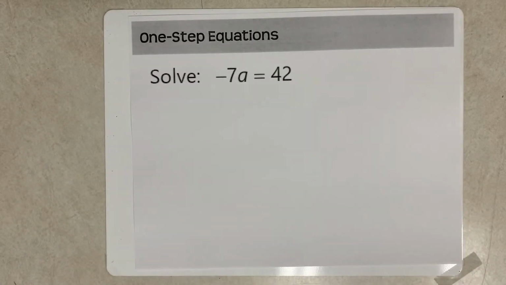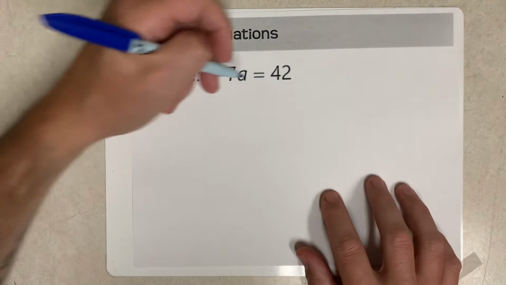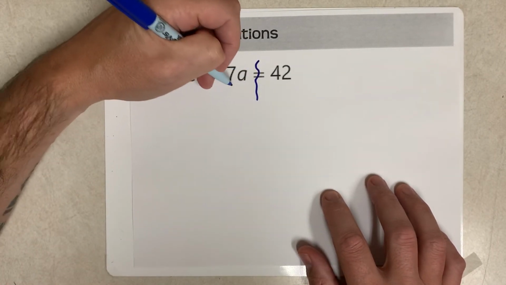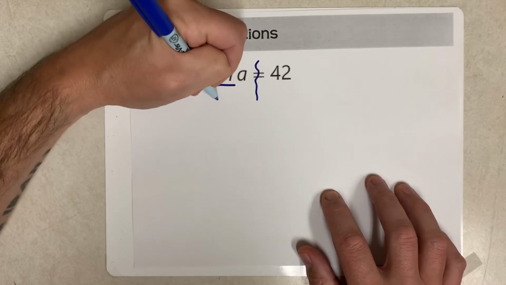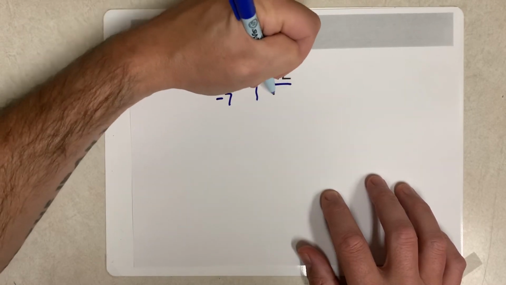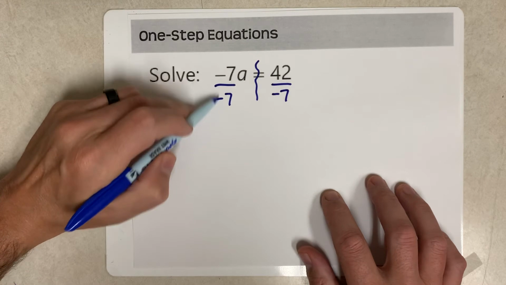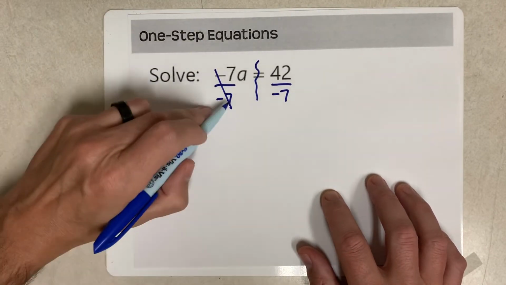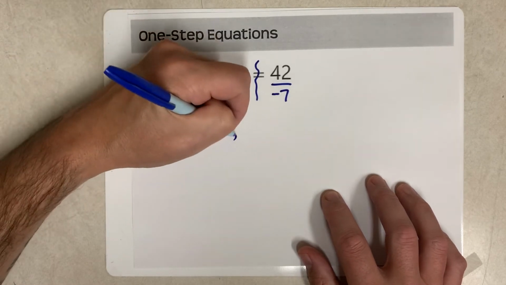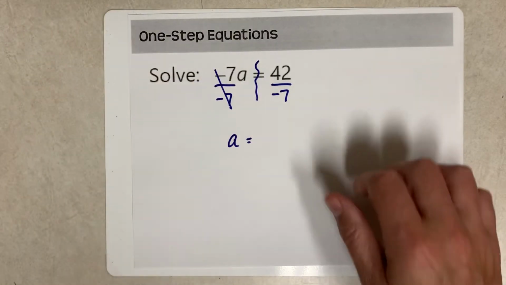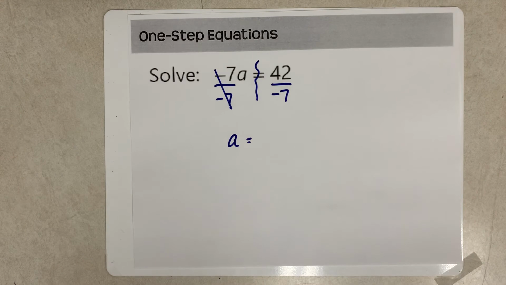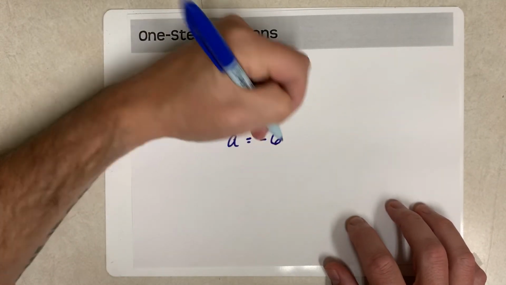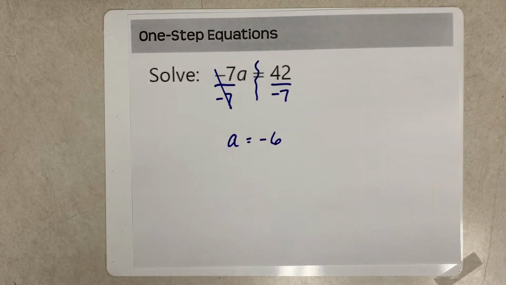Okay, here we have another one. We have negative 7 times a. So if I say negative 7 times a, the opposite of that is going to be division. So I have to divide both sides by negative 7, the whole thing, even the negative part. So those two cancel. They make 1. They are multiplicative inverses. The a comes down. And now I have 42 divided by 7, which is going to be 6. And you have a negative sign. So negative 6 is going to be your final answer for that one.